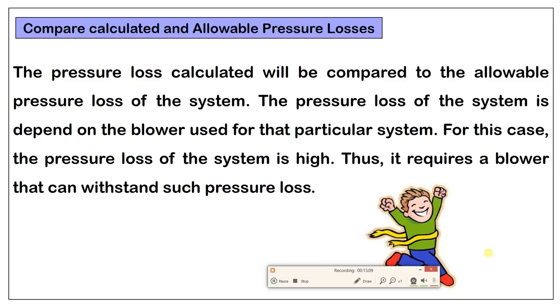The last step is to compare the calculated and allowable pressure loss. The pressure loss calculated will be compared to the allowable pressure loss of the system, which depends on the blower used for that particular system. For this case, the pressure loss of the system is quite high. Therefore, it requires a blower that can withstand such pressure loss.